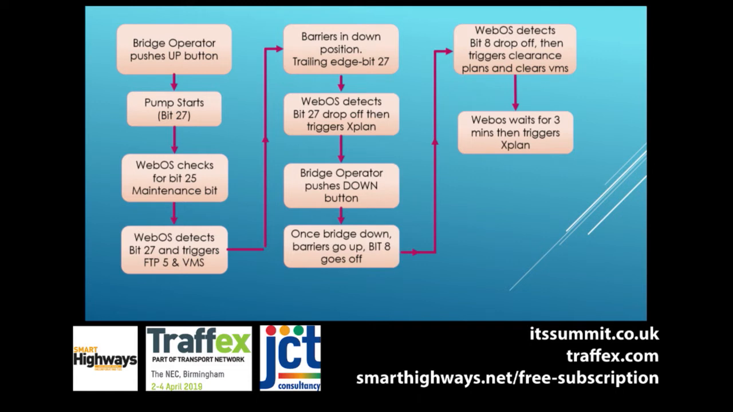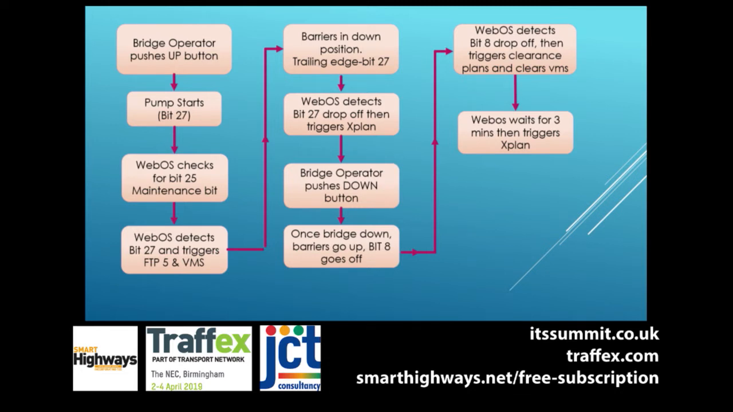Assuming bit 25 wasn't detected, WebOS would then detect bit 27 from the pump start bit, and that would trigger fixed time plan 5, and it would send a message to the VMS signs. Fixed time plan 5 would be the all red north and south of the bridge, just with green exiting the bridge.